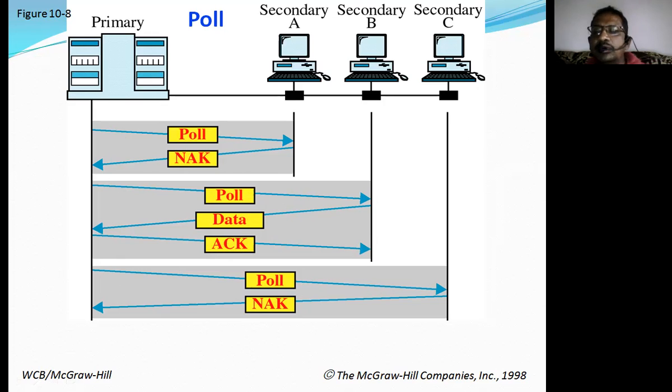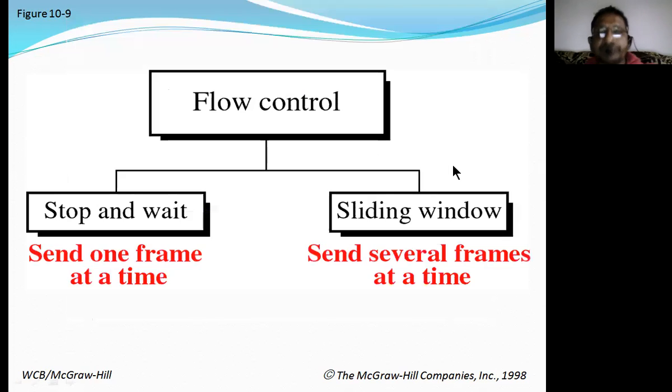Whenever the primary wants to transmit data to secondaries, it uses the select signal. Whenever the primary expects to receive data from the secondaries, it is going to use the poll signal. So it is going to poll many secondaries to retrieve data from them. So this is what we normally have, the poll select kind of method.